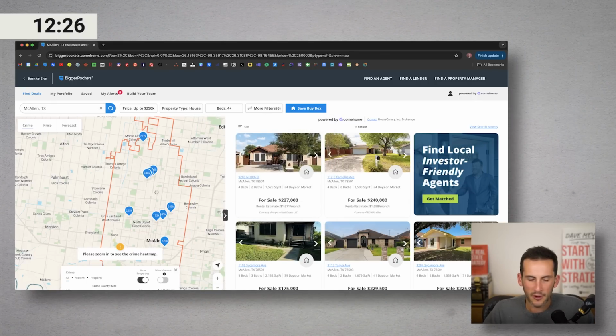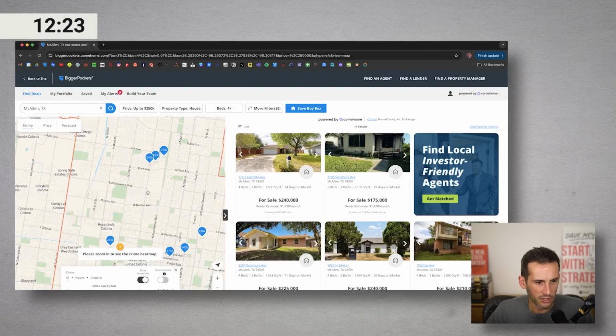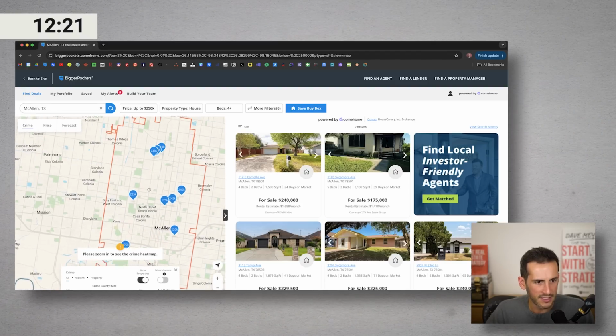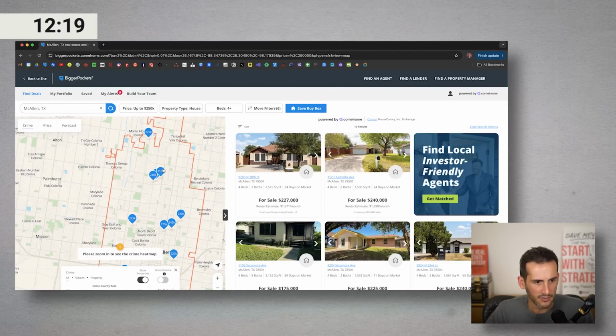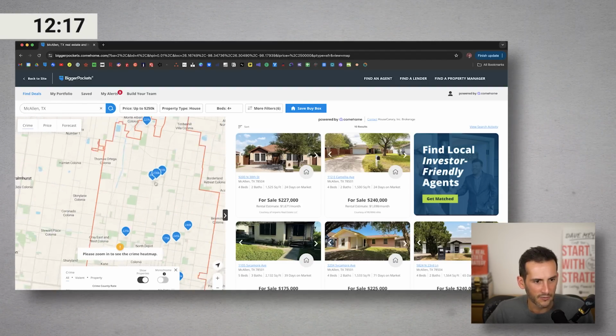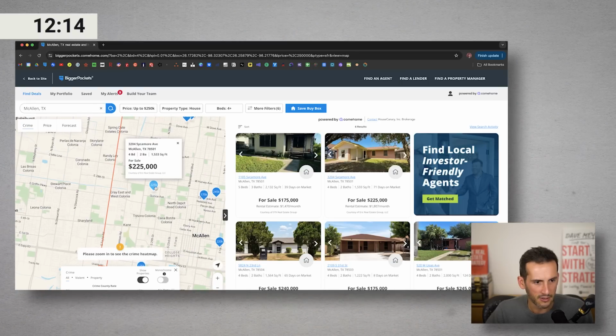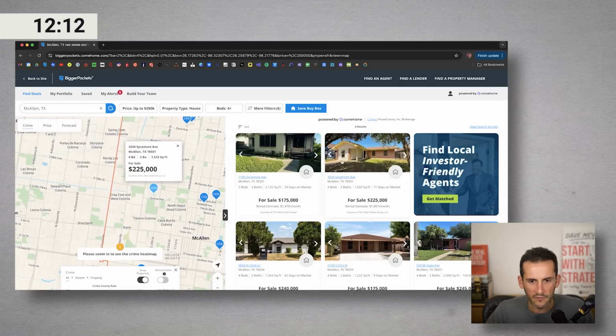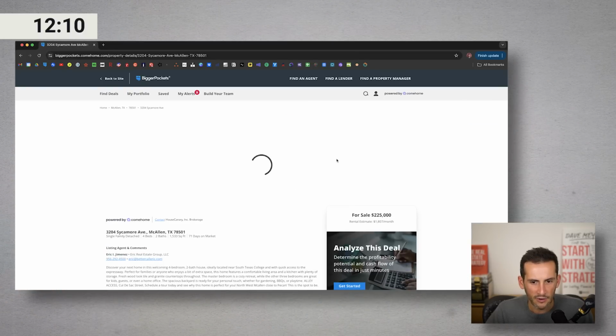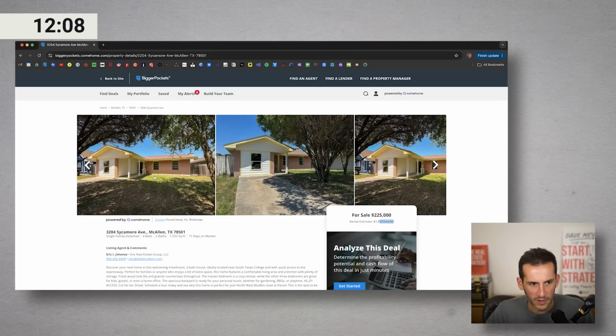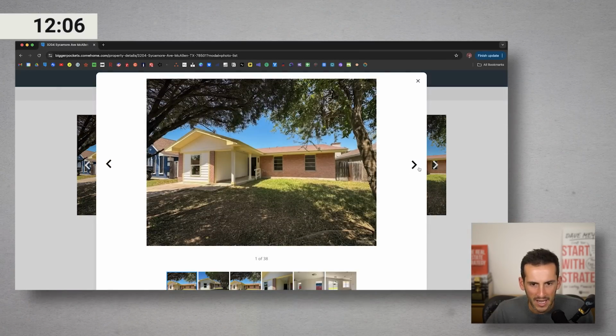And what I'm looking for here is a decent rent to price ratio on a property in one of these areas that looks solid to me. So right now, these 5 are kind of what I'm looking for. Let's just start down here. This one is $225. It gets $1,805 a month on rent. So that might cash flow.